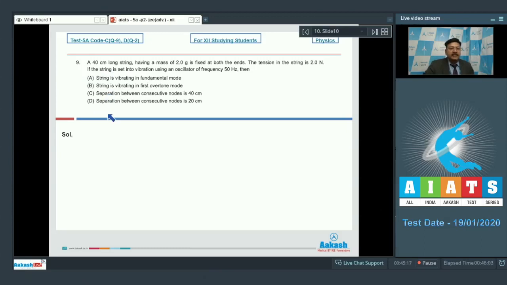In fact, it is standing waves in a string fixed at both ends. Now we know that the natural frequencies are given in such case as n by 2L into V. V is given as under root T by mu. Now let's put the values. n is an integer. In fact, n can be 1, 2, 3, 4 and so on.